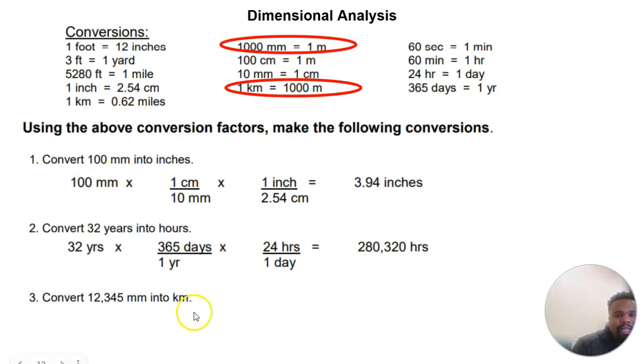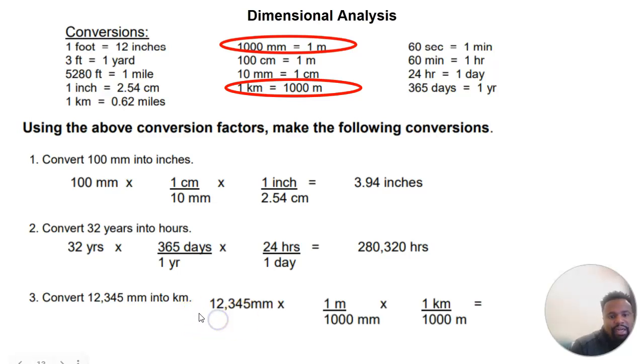So we know that there is 1 meter for 1,000 millimeters. We set that up: 12,345 millimeters times 1 meter over 1,000 millimeters. Notice these units, one is in the numerator, one is in the denominator, so that they can cancel out. And then from meters, we can convert that to kilometers by saying that 1 kilometer is equivalent to 1,000 meters. Notice this unit is in the numerator, this is in the denominator. This is going to cancel out, leaving me with the unit that I want, which is kilometers.